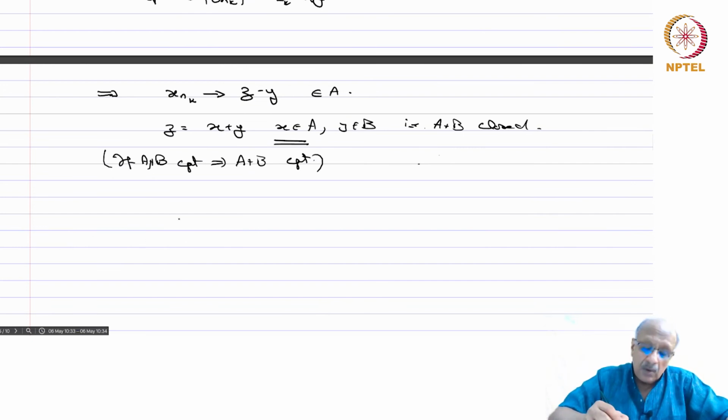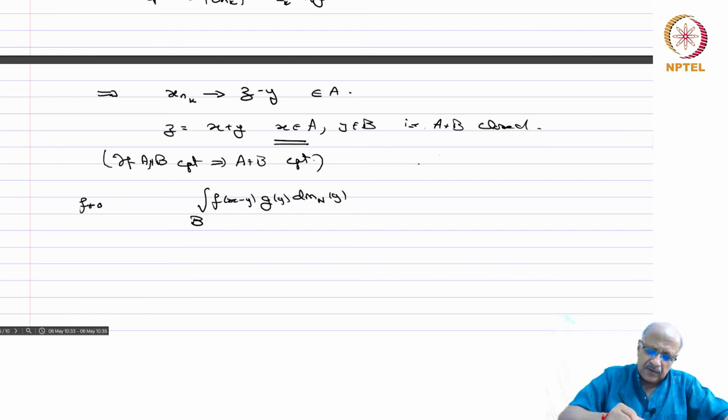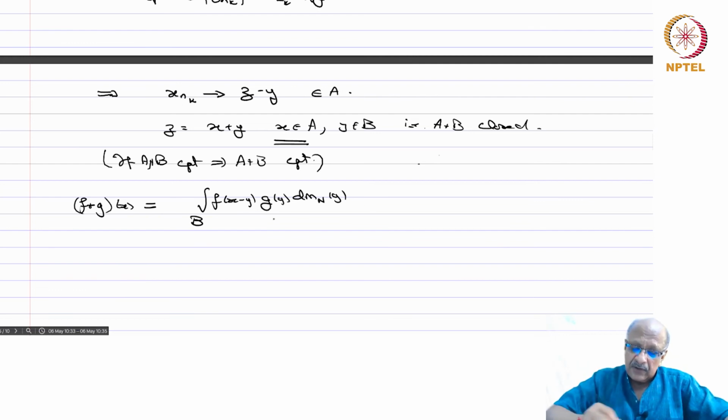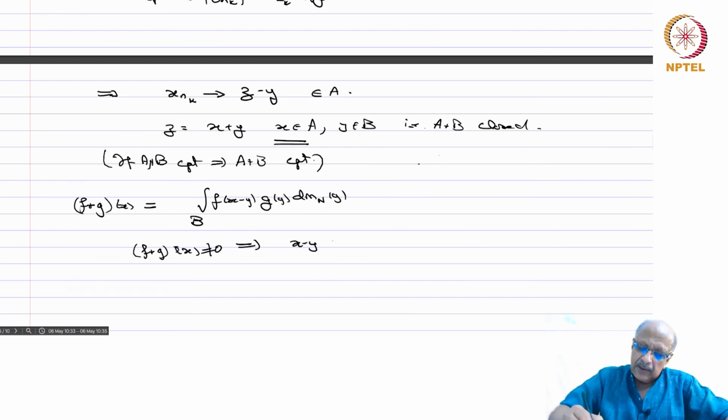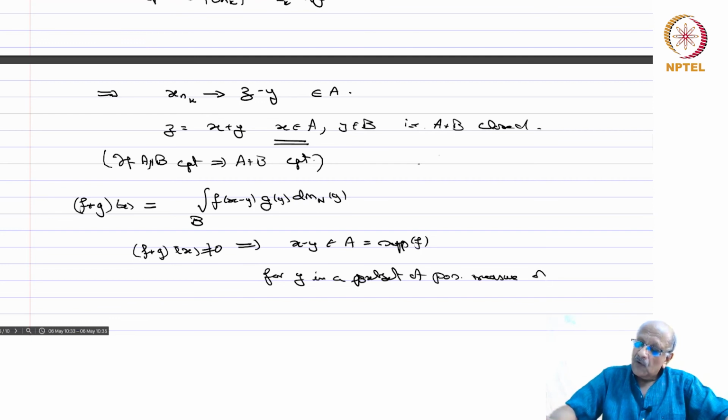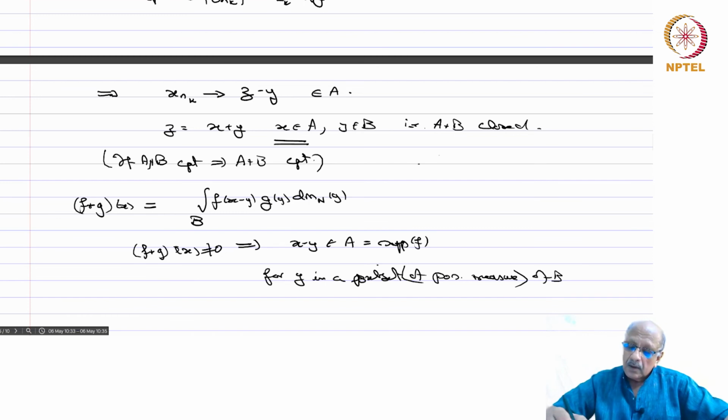So now if you look at this integral, f of x minus y, g of y d mu(y), it is enough to consider this integral over B, because g has support only in B. Therefore if f star g of x is not 0, this implies that x minus y must belong to A, which is the support of f, for y in a subset of positive measure of B. Only then, only if this is non-zero for some positive measure subset of B, will the integral be non-zero.